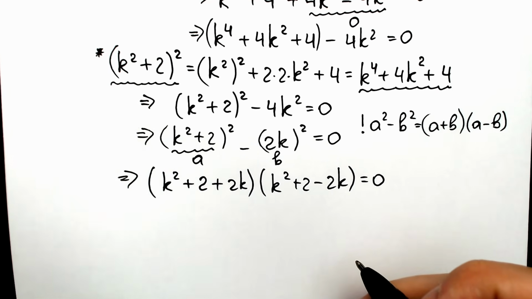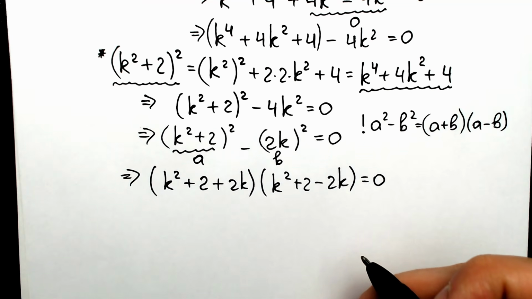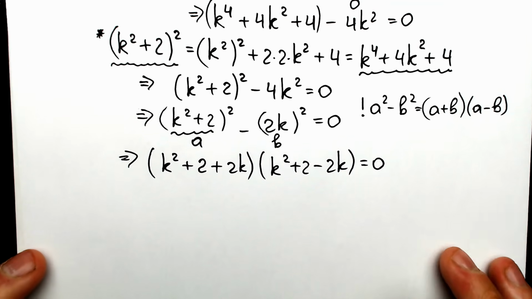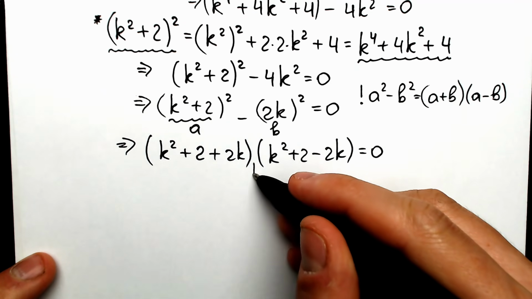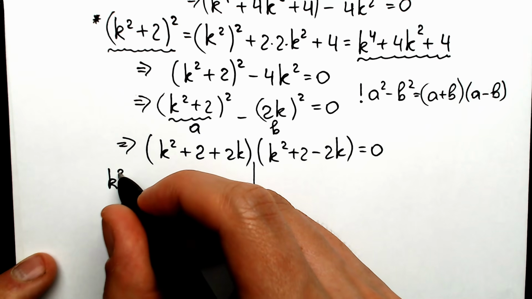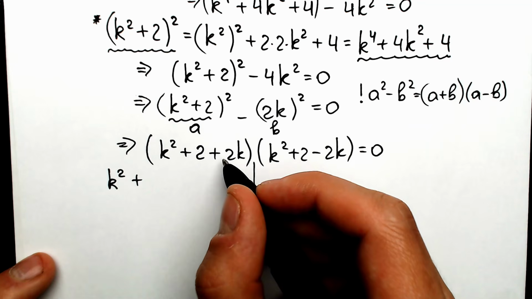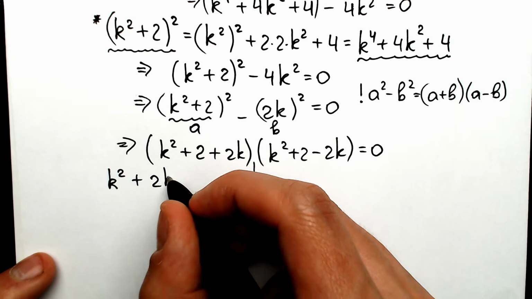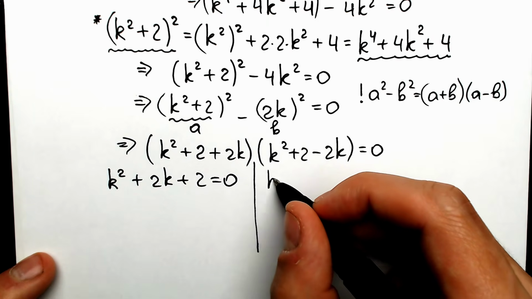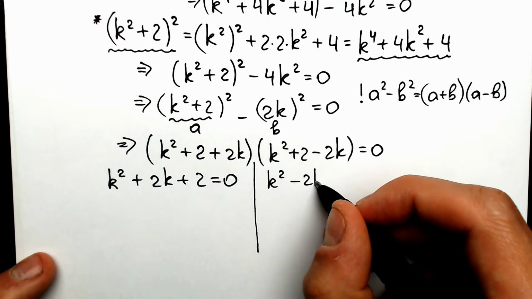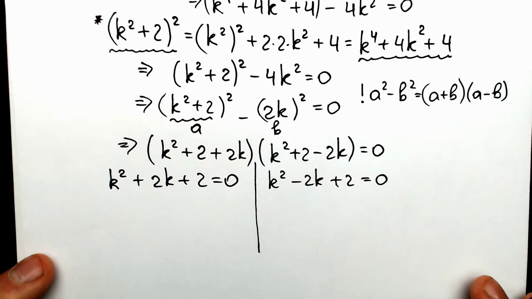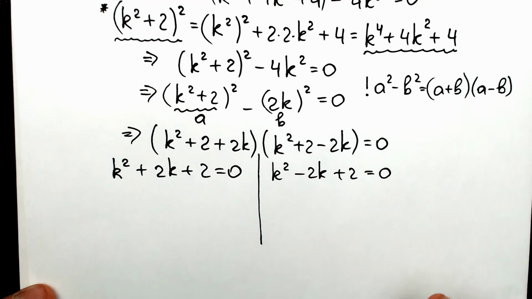So right now we have a product of two parentheses, and a product of two parentheses equals 0 when the first parenthesis equals 0 or the second one does. So we're going to split it. The first parenthesis: k squared plus 2k plus 2 is equal to 0, or the second parenthesis: k squared minus 2k plus 2 is equal to 0. So right now let's solve both of these equations.